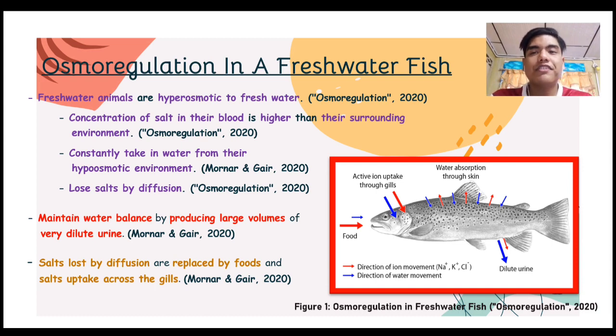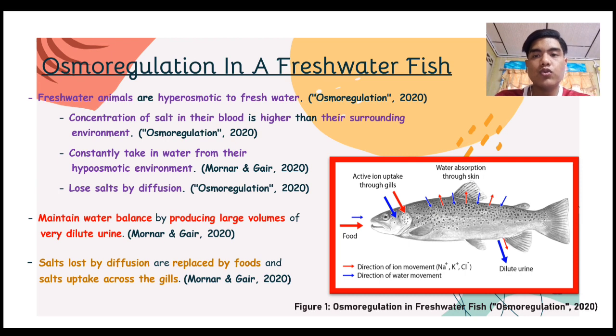So first of all, freshwater animals are hyperosmotic to freshwater. What is meant by hyperosmotic to freshwater? The meaning is that the concentration of salt in freshwater animals is higher than their surrounding environment. So what do they do? They constantly take in water from their hypoosmotic environment.